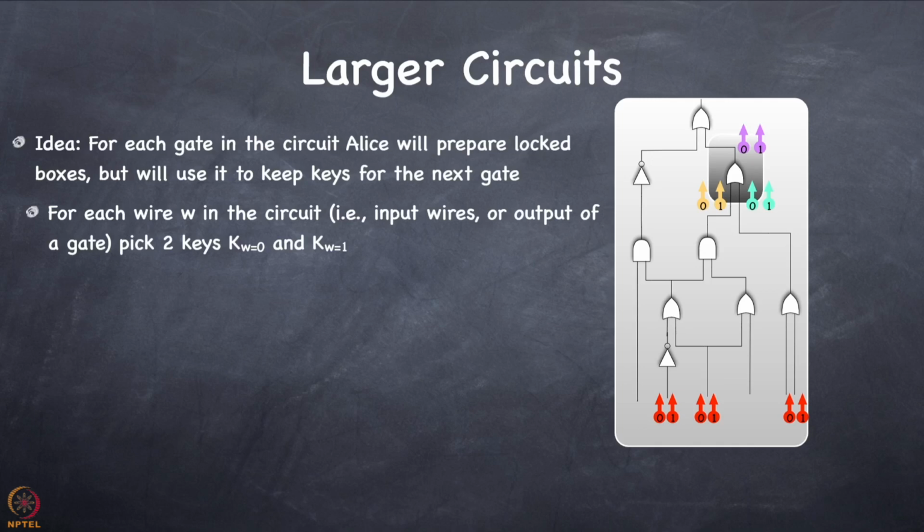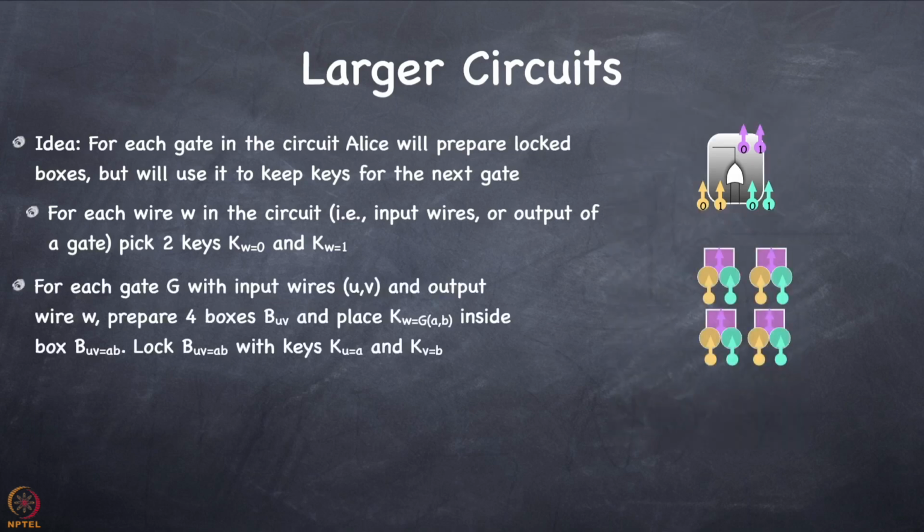And as before, input wires are also wires of the same kind, so there will also be 2 keys per input wire. I've labeled some of them as red, some of them as blue, saying that the red ones are wires owned by Alice. The input comes from Alice's input. And the blue ones are wires owned by Bob.